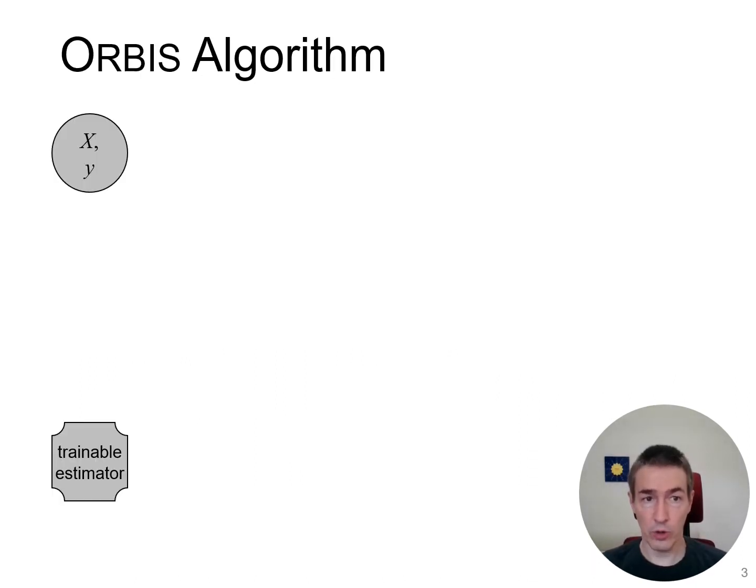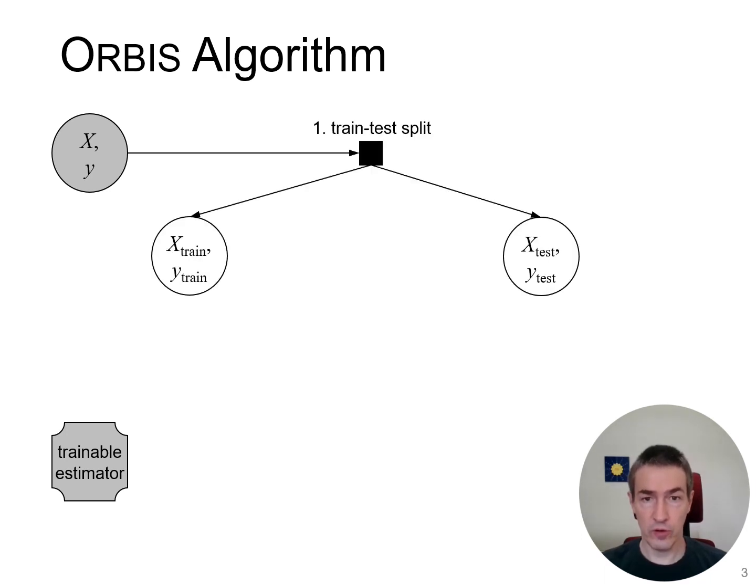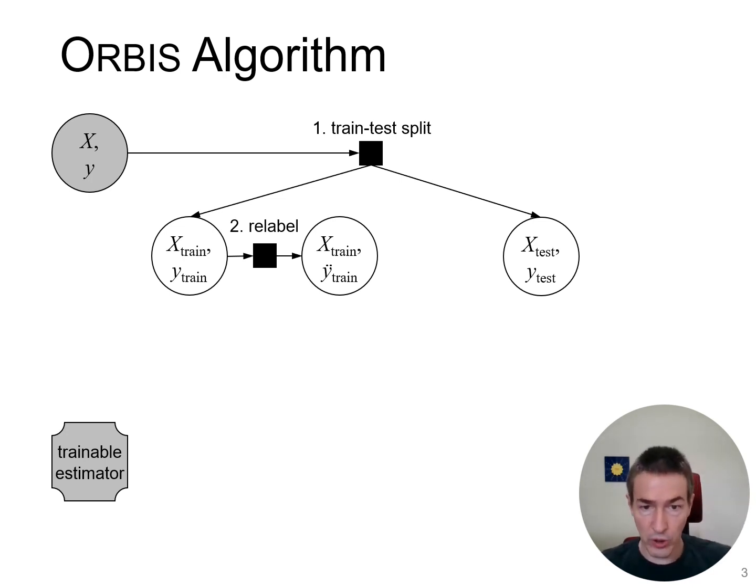Our algorithm is called Orbis. Here's how it works. The input to the algorithm is a dataset, X, y, along with a trainable estimator. As usual, the first thing you want to do is a train test split on the data into X-train, y-train, and X-test, y-test. Now, what we do next is we relabel the dataset by computing what we call the diaresis labels, the y with the two dots on top. And these diaresis labels encode not just the classes, but the classes as well as the groups simultaneously.